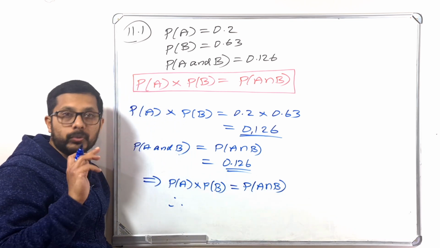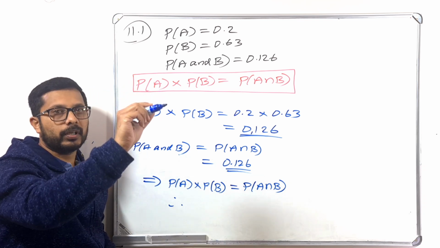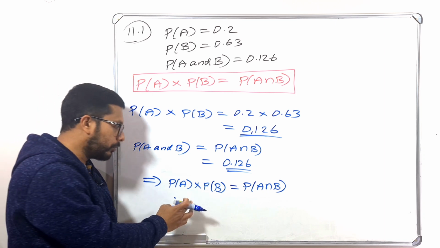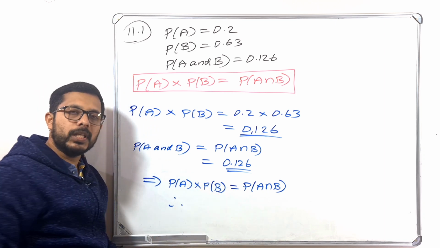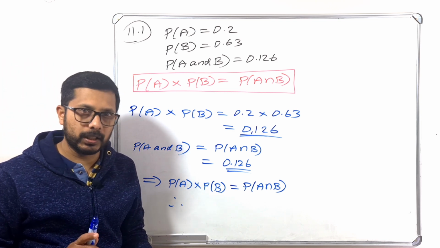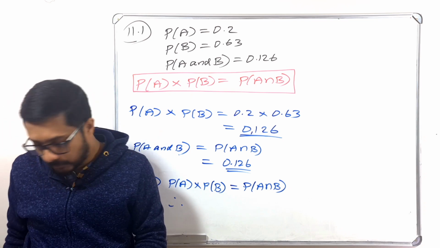You must write that word. The first mark is for that one, whether A and B are independent or not. So you must write, therefore A and B are independent events, otherwise you will lose 1 mark there. Next, question number 11.2.